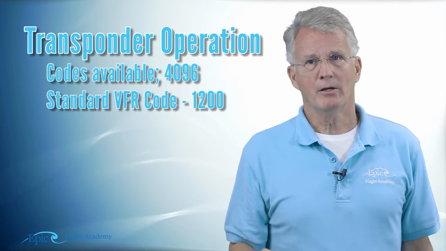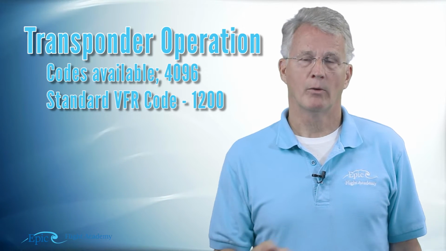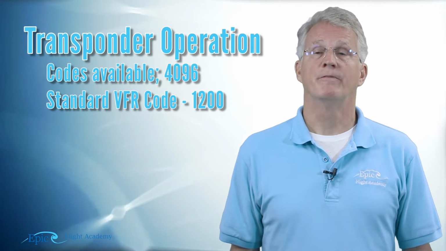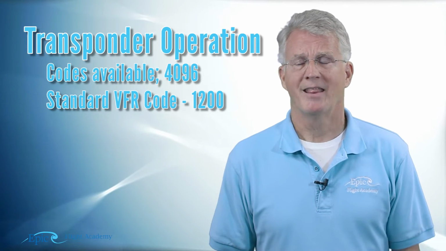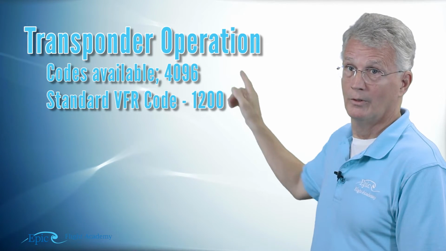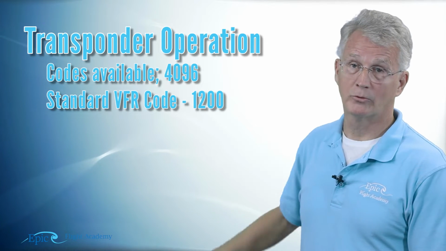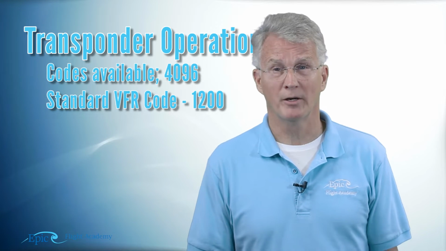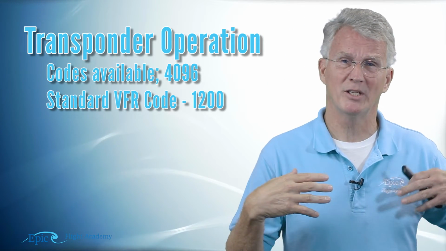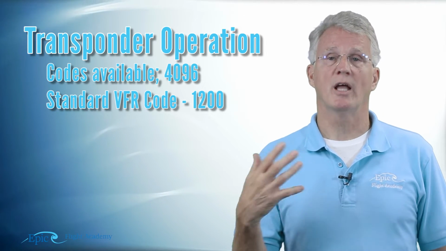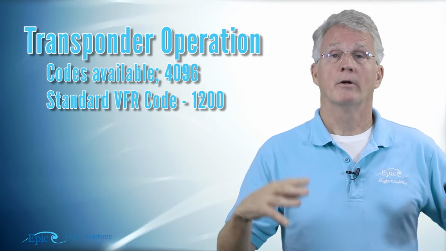There are some standardized codes that would apply across the board. And one of those is the VFR aircraft code. And that is 1200. 1200 is VFR. You dial in 1200 on your transponder, you're not being specifically identified as any particular aircraft. You're just seen as an aircraft out there operating VFR.